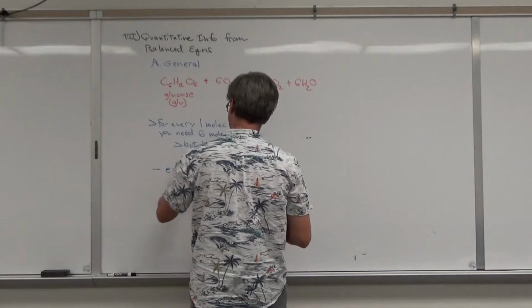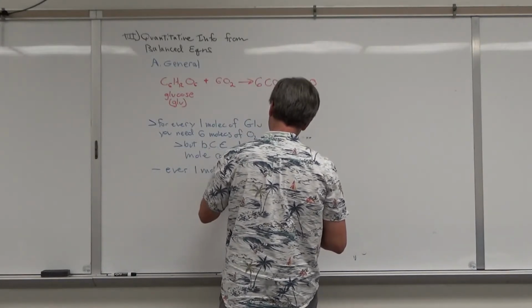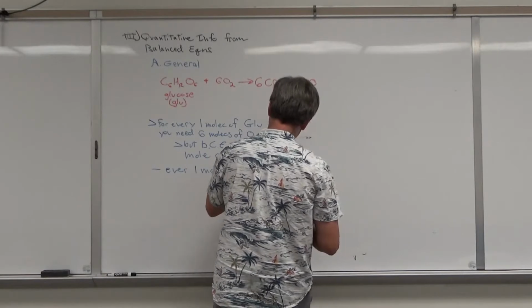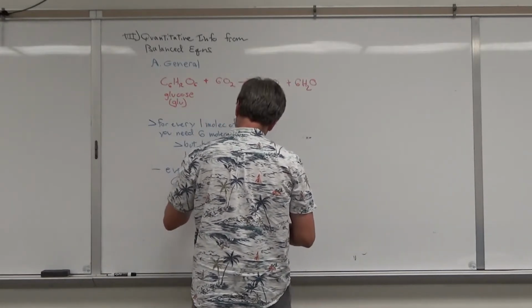So, for every 1 mole of glucose, you need 6 of O2.